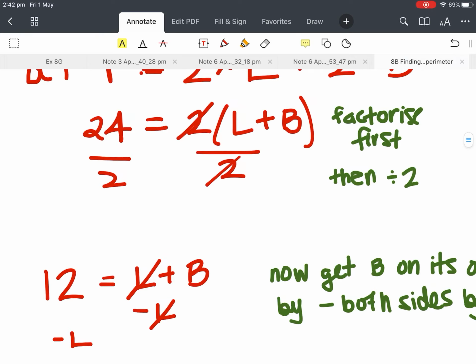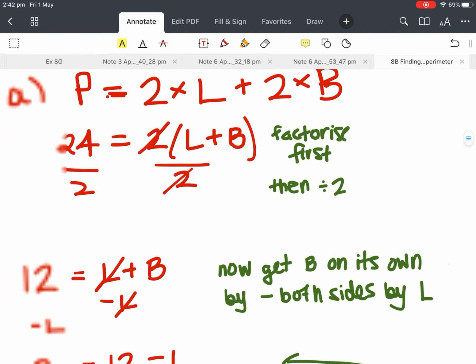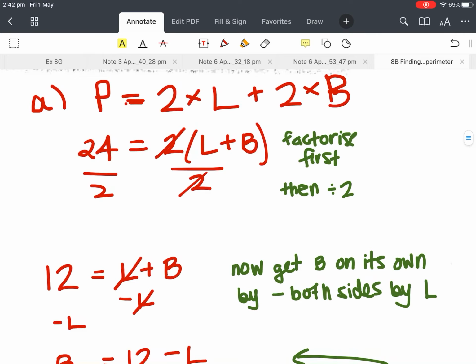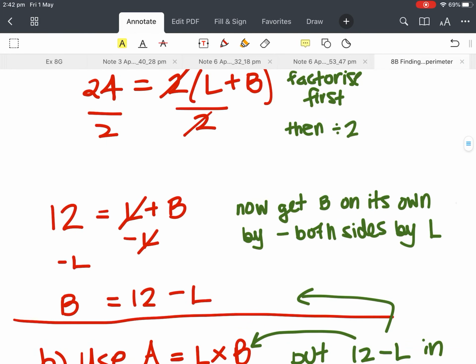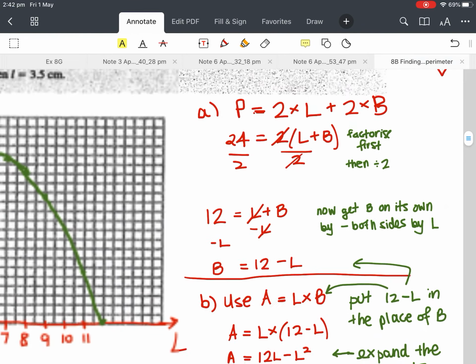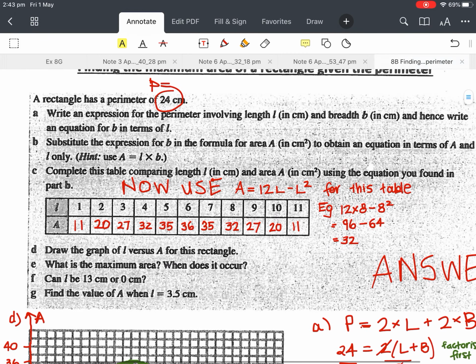Now the question said it wanted you to get the B on its own, pretty much, okay? So I get the B on its own by subtracting L from both sides. So you can see there, I have now subtracted L from both sides. Once I do that, I've just turned my equation around to put the B on the left-hand side of the equals. I get B equals 12, take away L. And that's my formula that I need to use for the breadth of my particular rectangle.